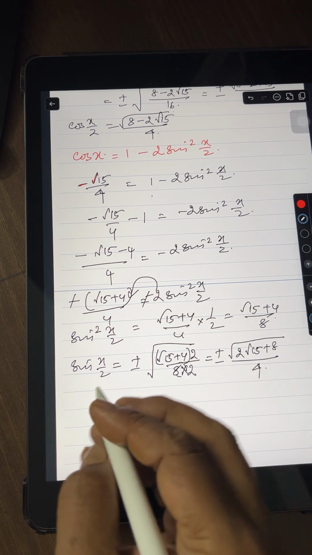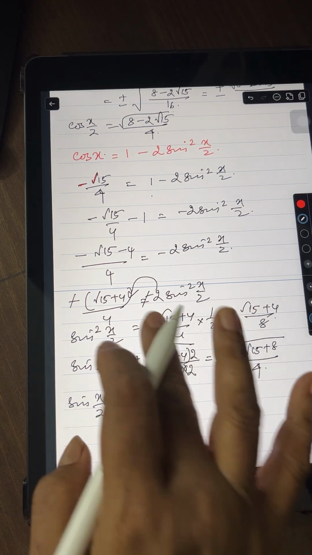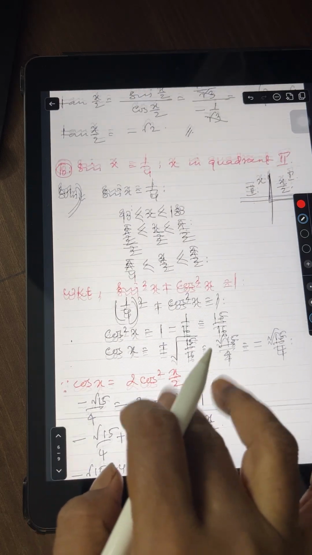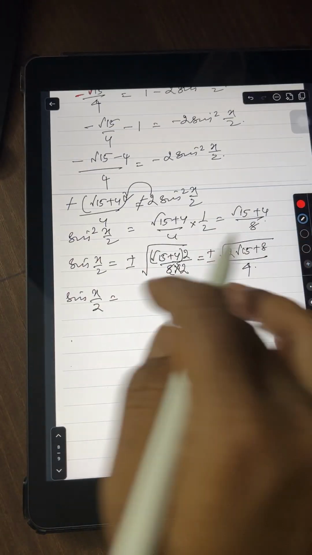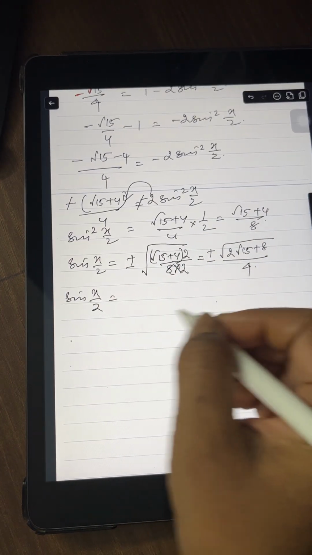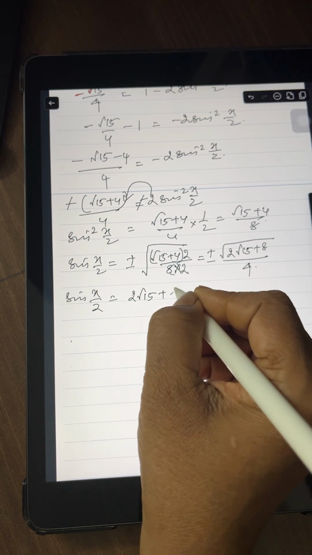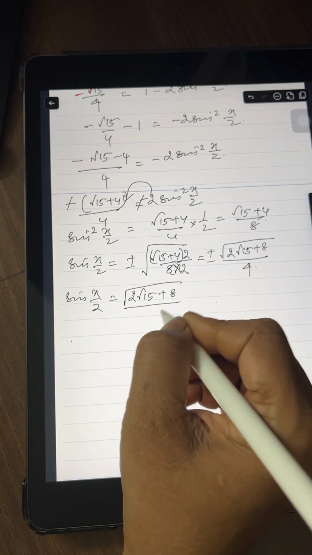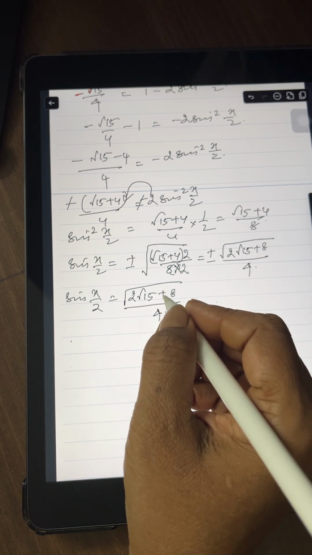Now plus or minus. So you will have to first find out whether it is plus or minus. So x by 2, x by 2 is in which quadrant? First quadrant. First quadrant all are positive. So what you can do is 2 root 15 plus 8 by 4. Now this is your sine x by 2.